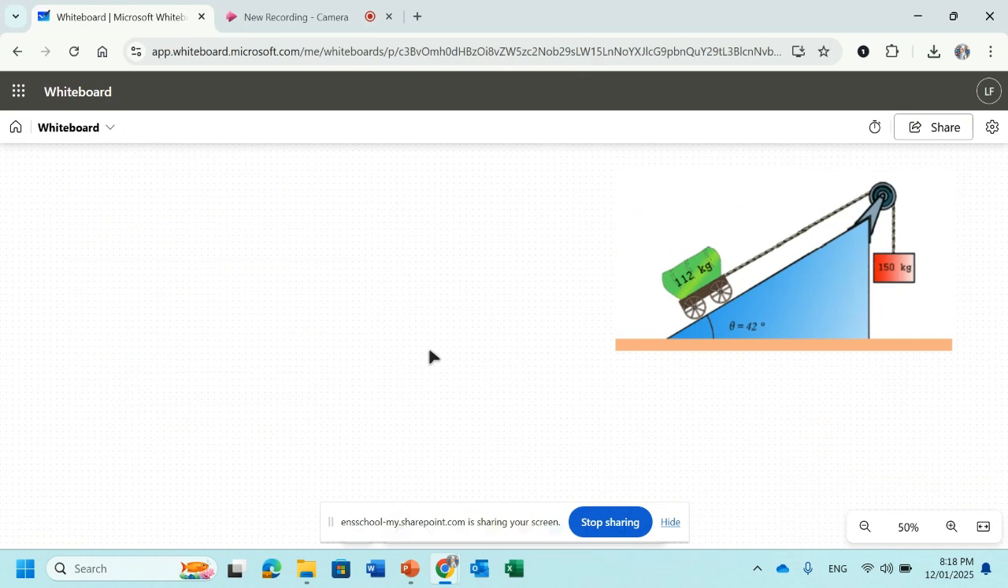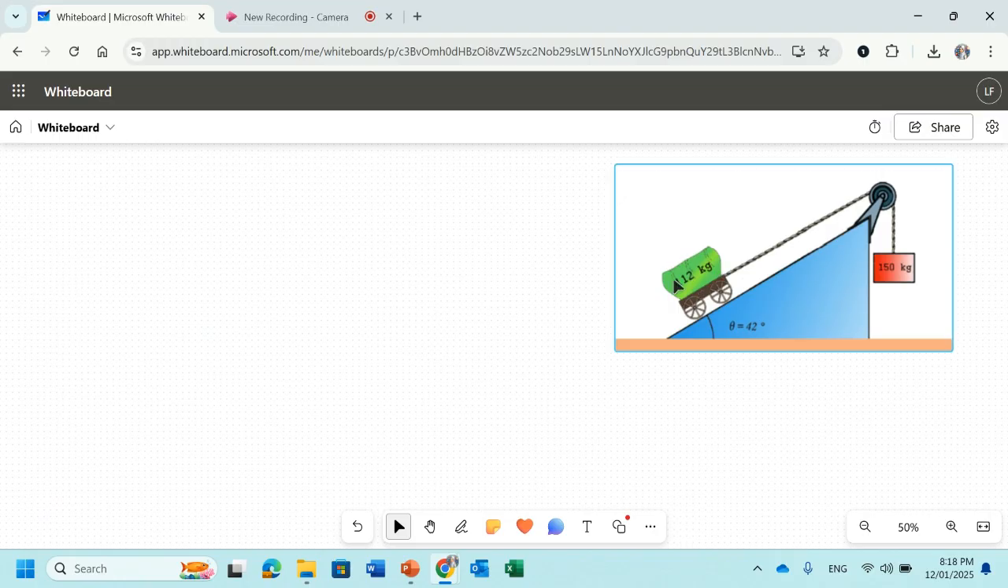Now, as usual, when we have a question related to forces or Newton's law, the first step is to draw a free body diagram of all the forces acting on the object. And here we have two objects. We have the first object, which is the 112 kilogram crate, and the other one, which is this box hanging, 150 kilogram. We'll take each one by itself and draw all the forces acting on each one separately. So let's start with the crate.